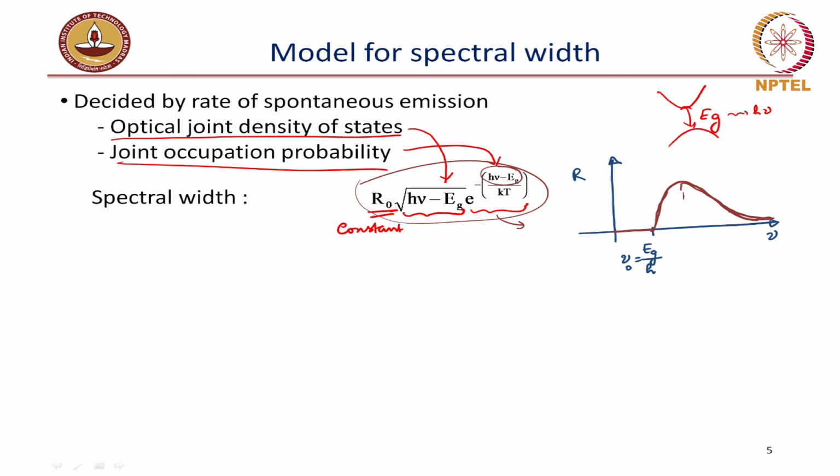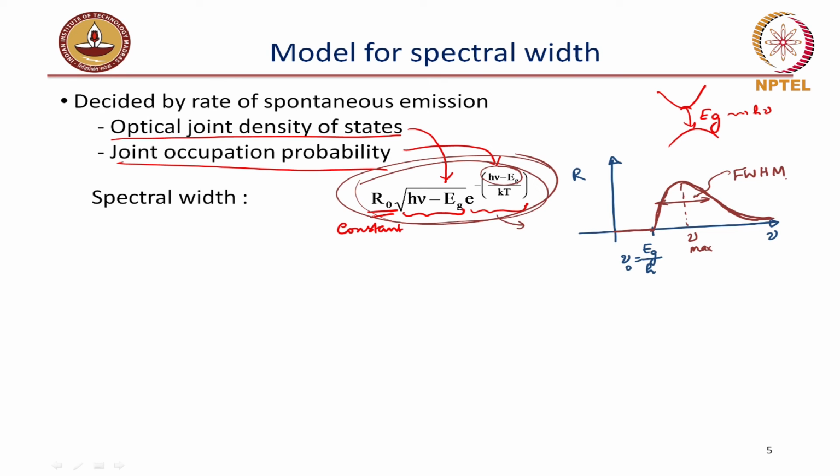So you can find a peak. Now, how do I find nu max? The peak can be easily derived because this is a rate. You can maximize this function and find out which nu it is maximum for. That will correspond to nu max. And once you have the shape, you can also find what is called the full width at half maximum.